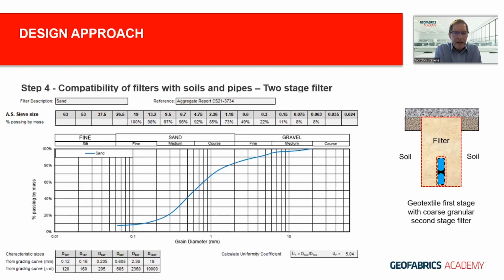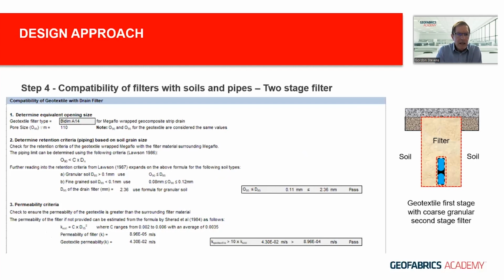So looking at our example again, so this is a slightly different example, but just to give you a feel for how we go about doing the check. Here is the grading of the material. So here we've got a sand surrounding the geotextile. And then we're using, in this case, a Bidim A14. It's got a pore size of 110. And we need to go through these various criteria. So it satisfies the piping criteria in this instance.